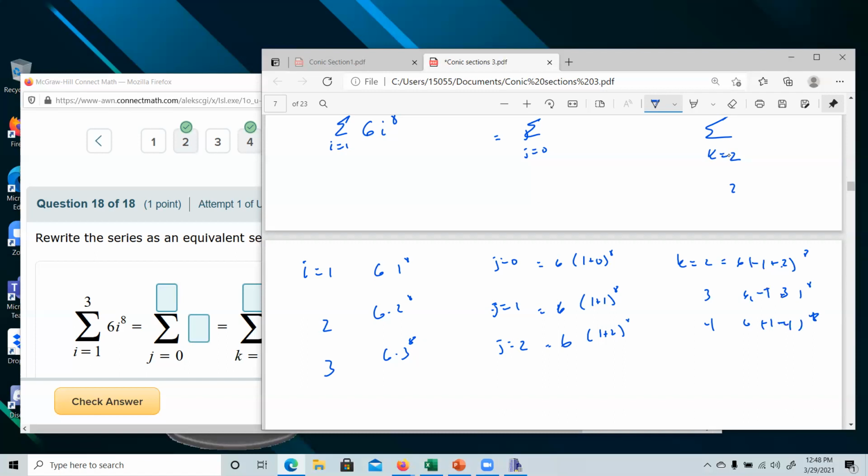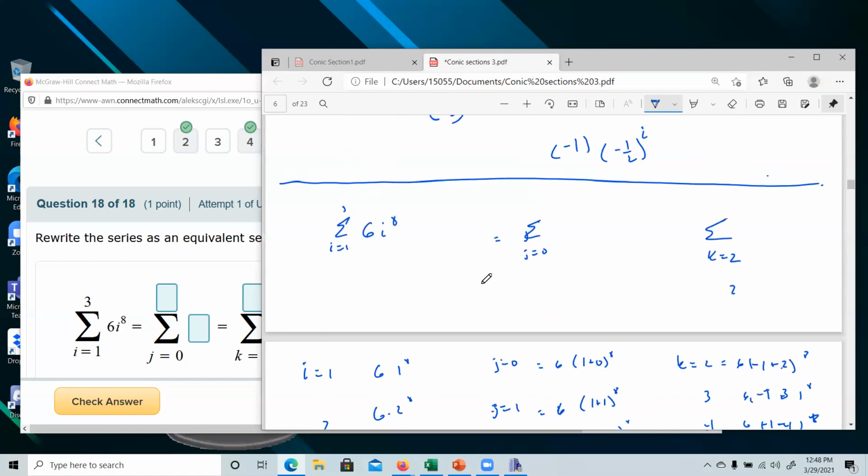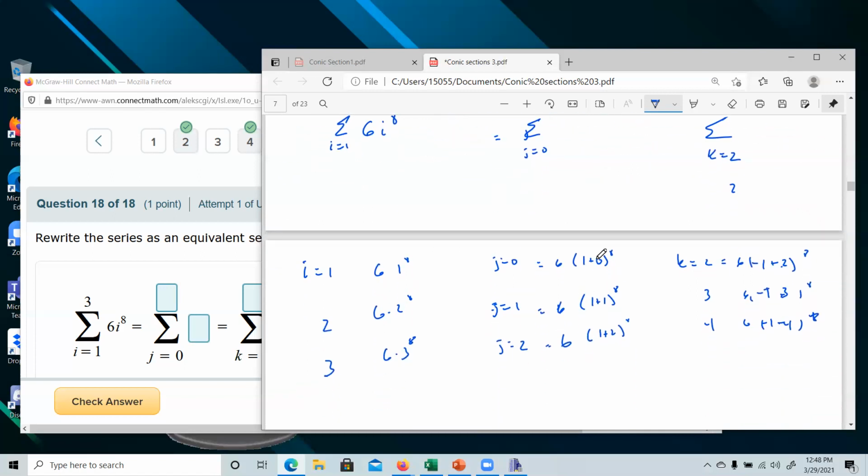Okay, so one thing I do kind of want people to understand is, oh, sorry, my cat is on the keyboard. There we go.